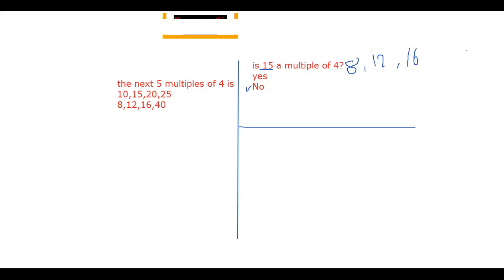Another example. Is 18 a multiple of 6? You will go to find the multiples of the 6. So the multiples of the 6 are what? 6, 12, 18. So yeah, I find 18 in the multiples of the 6. So you will see here yes or no, yes or no. You will choose yes. Okay, that's it. You will choose yes or no.